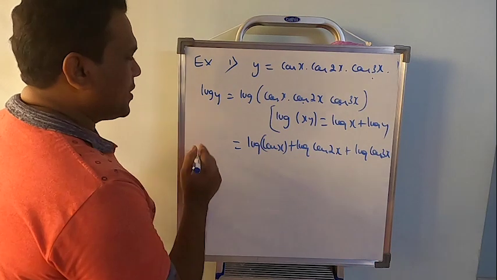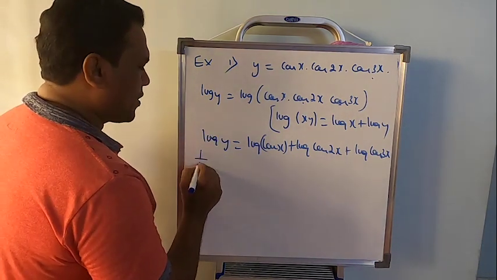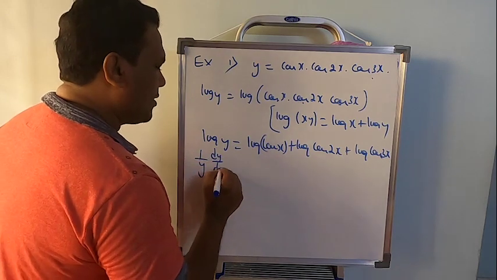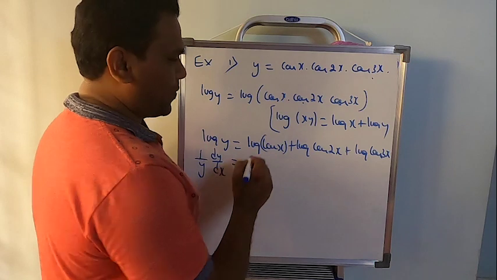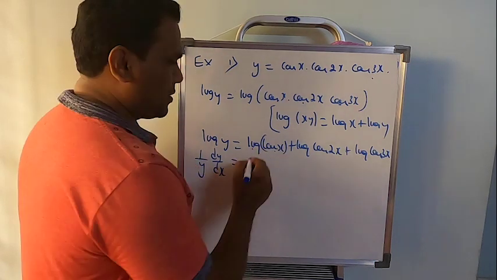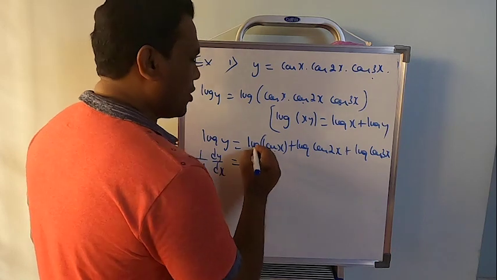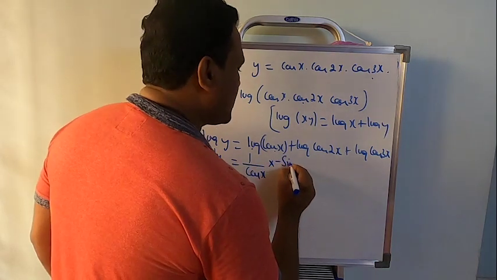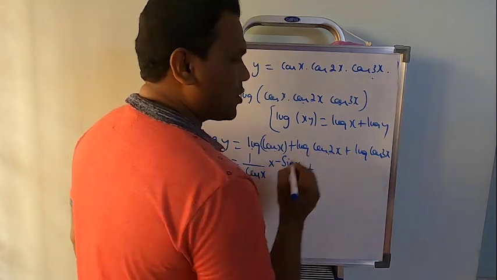So let's continue now. So we have log y. So let's differentiate this. Differentiation of log y, 1 by y, dy by dx. Let's go to the right side. Log of cos x, chain rule. First for log, then for cos x. So differentiation of log x is 1 by x. So here it is 1 by cos x. Log is over, minus differentiation of cos x will be sin x, plus log of cos 2x.